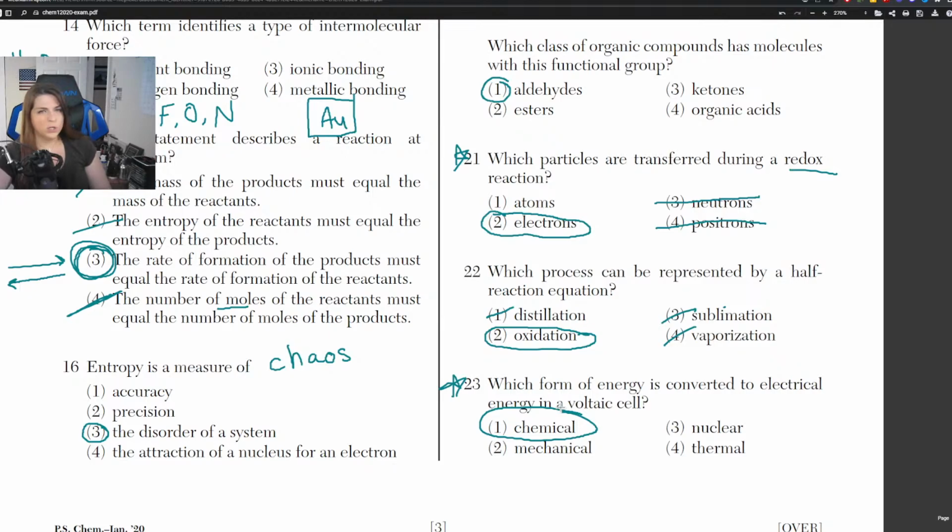Mechanical energy is more like a physics answer. That is the sum of potential and kinetic energy. Nuclear could be a battery. You could do a nuclear battery, but that would be converting not in a voltaic cell. That would be like in a nuclear battery. It would be a whole different device. And then thermal energy is heat.